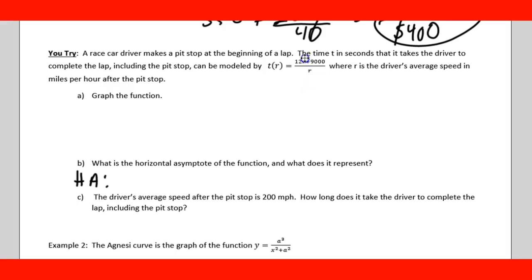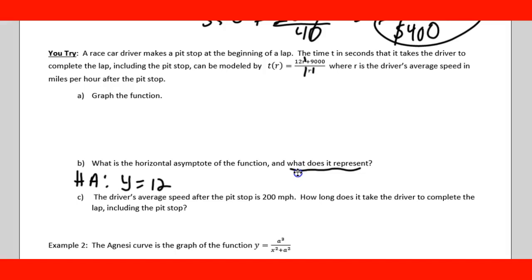The degree of the top is 1, and the degree of the bottom is 1. Since the degrees are the same, we divide the leading coefficients. So we have 12 divided by 1, and 12 divided by 1 is 12. So the horizontal asymptote is y equals 12. But in this case, it says, what does it represent? Well, it represents the number of seconds the driver spent at the pit stop.